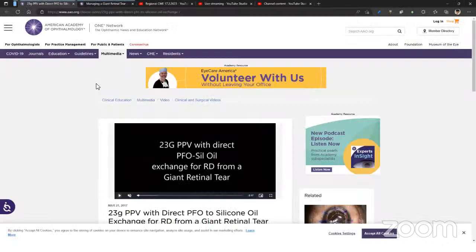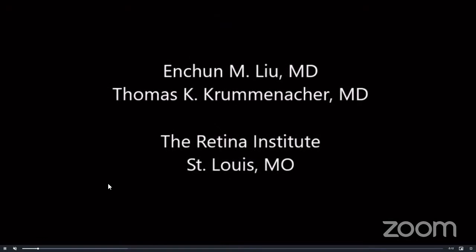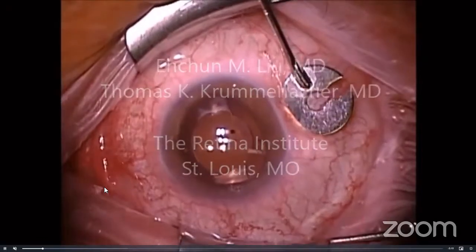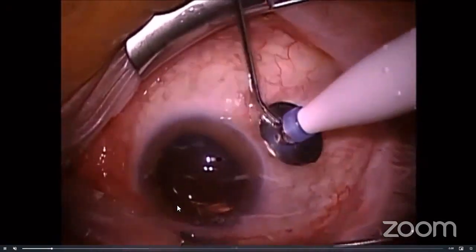So this is another video that I would like to show, of how the direct heavy liquid exchange with the silicone oil is done. Okay, this is just to make the sclerotomy port.